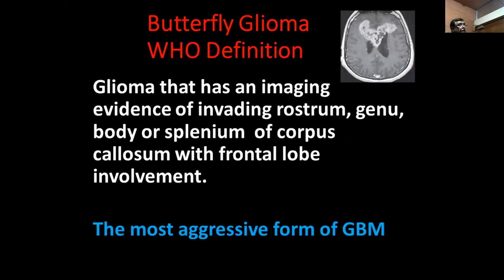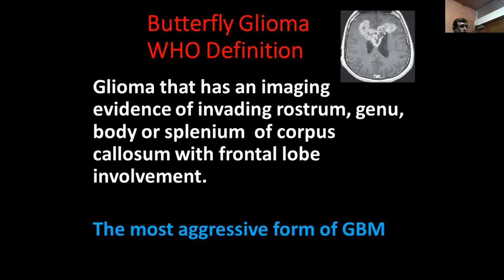So, butterfly glioma. The definition is a glioma which has an image of invading the rostrum, the genu, the body, and the splenium of the corpus callosum. Corpus callosum is a midline structure. If the tumor is involving the parts of the corpus callosum going both sides, it's called butterfly.